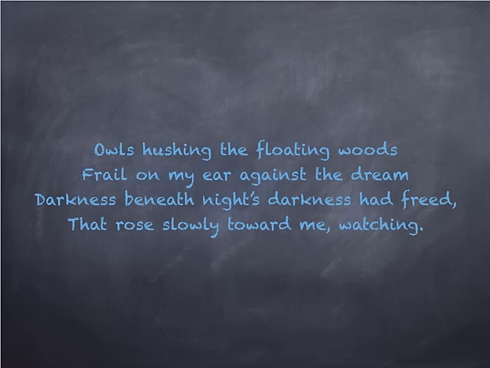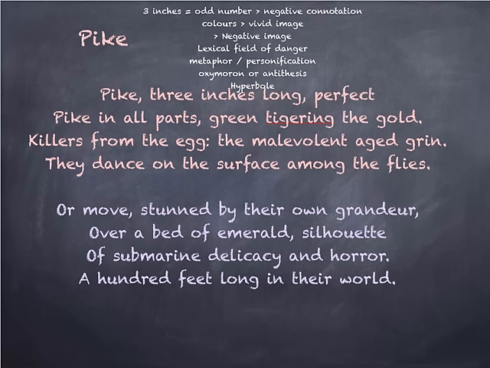The atmosphere of the poem is threatening and tense. This is seen in the first stanza with a scientific description of the pike. Let's go see this. You see, there's the scientific description. The presence of a synesthesia in line 2 highlights the predatory characteristics of the fish through the word tigering. Throughout the poem, we discover more about the physical and psychological characteristics of the fish, whereby they spare nobody.